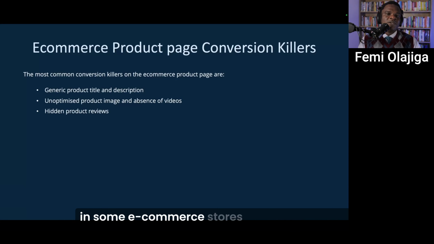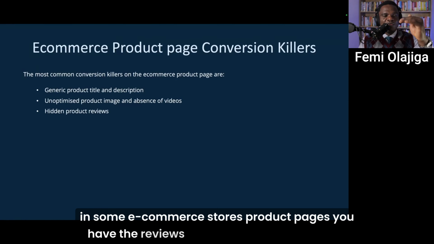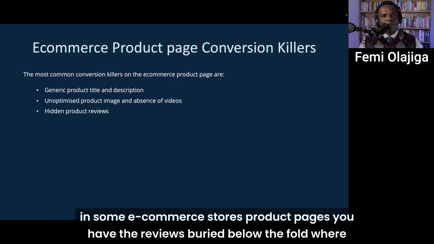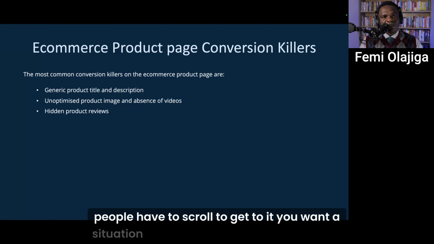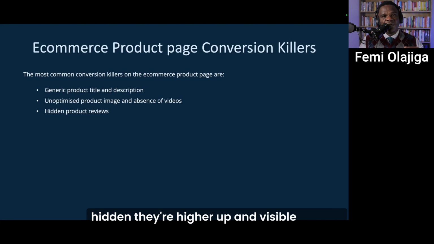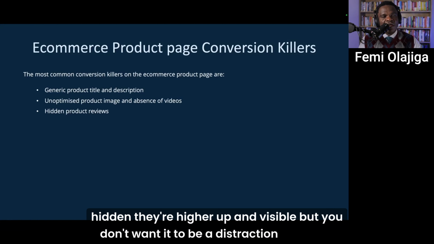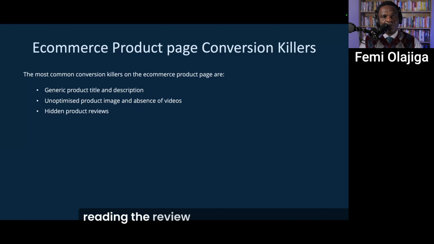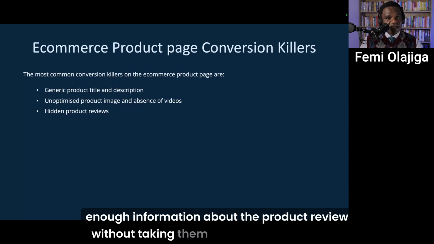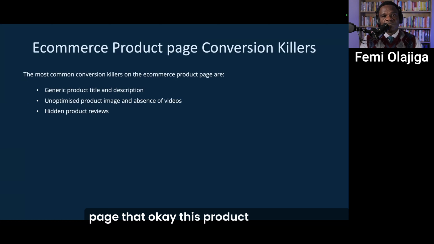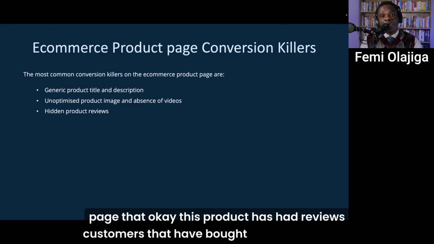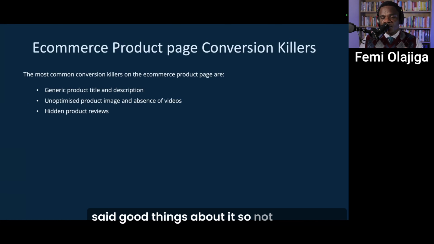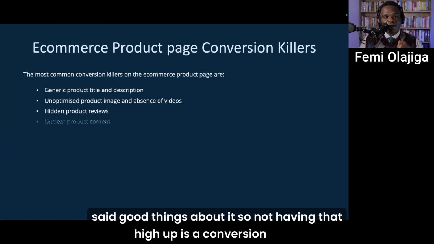In some e-commerce stores, product pages have the reviews buried below the fold, where people have to scroll to get to them. You want a situation where the product reviews are not hidden, they're higher up and visible, but you don't want it to be a distraction. You don't want people to click on the product review and then go to another website to start reading the review. You just want to show them enough information about the product review without taking them away from the product page: okay, this product has had reviews. Customers that have bought this product have said good things about it. So not having that high up is a conversion killer.